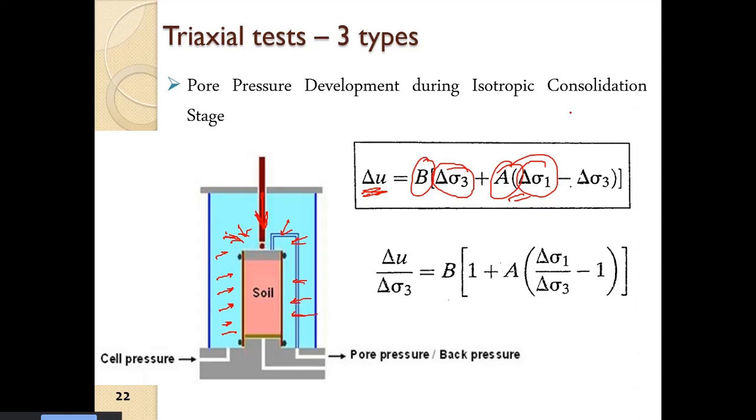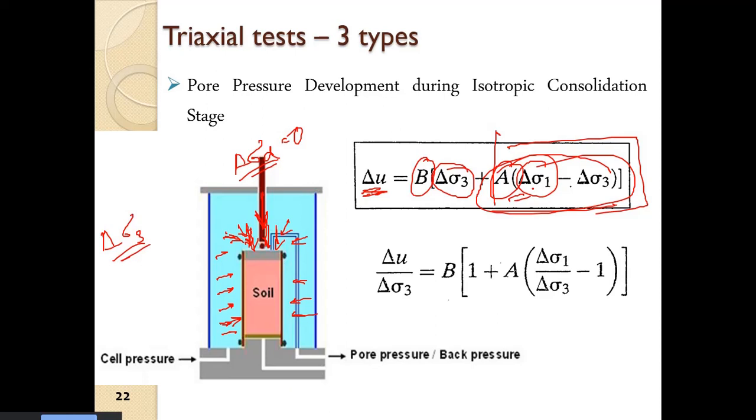So we will concentrate on this part afterwards. For this case, delta sigma 1 is equal to delta sigma 3, therefore this becomes 0, because here there is no delta sigma D. Alright, it is equal to 0. Whatever stress we are increasing on this side, the same amount is increasing on this side as well. So overall it is delta sigma 3 increment.